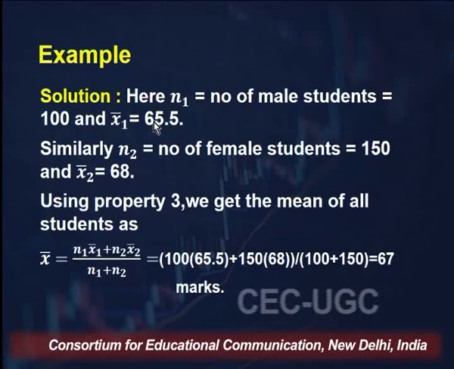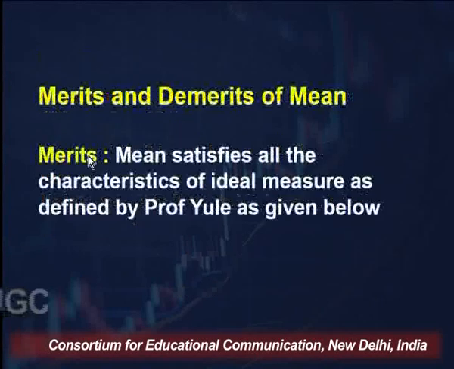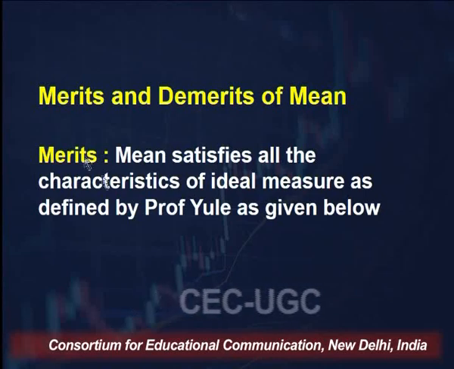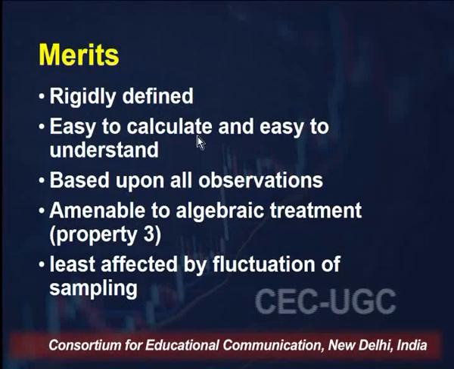It was enough if we had x1 bar and x2 bar. Now once we have done the means, I will first talk about its merits and demerits. Mean satisfies all the characteristics of an ideal measure as laid down by Professor Yule, which are given below. It is rigidly defined. It is easy to calculate and easy to understand.